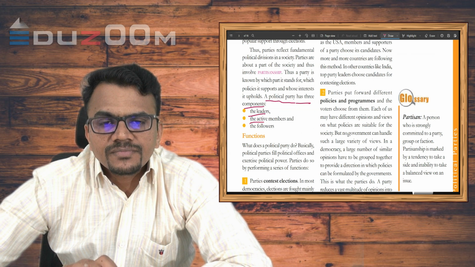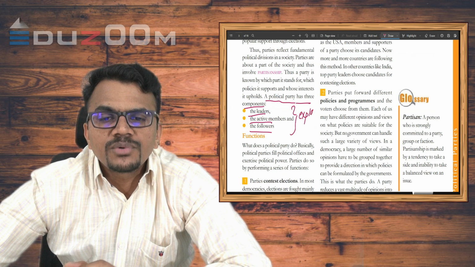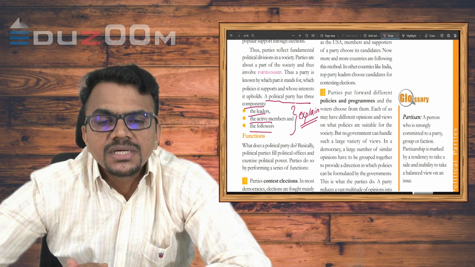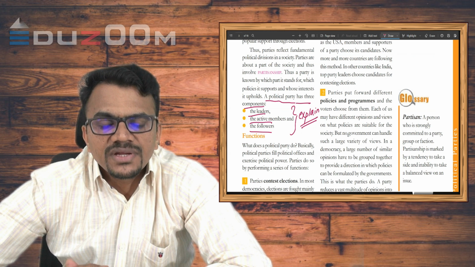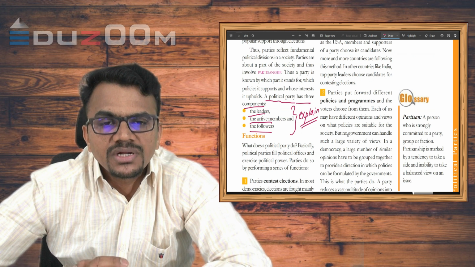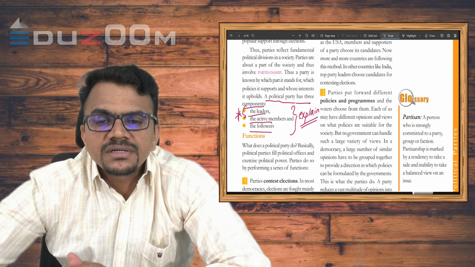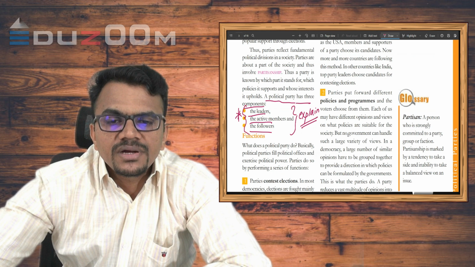If there is a question to explain the components of political parties, then you write leaders, what is the role of leaders, then active members, what do they do, and then followers, what is their role in political parties. So this is the way you should answer the components of political parties.